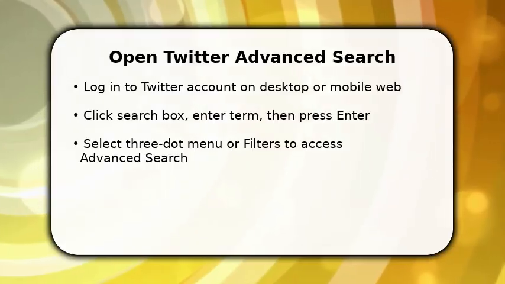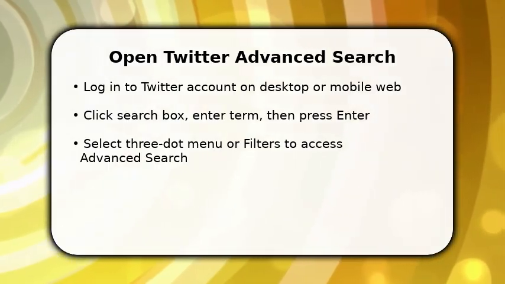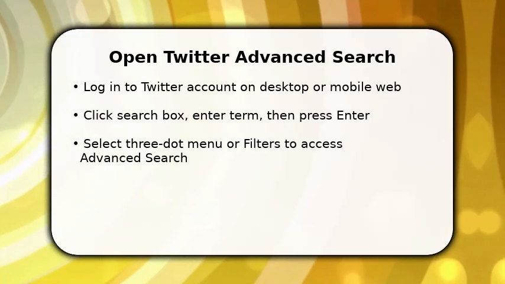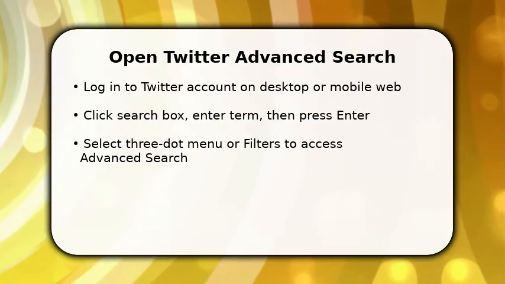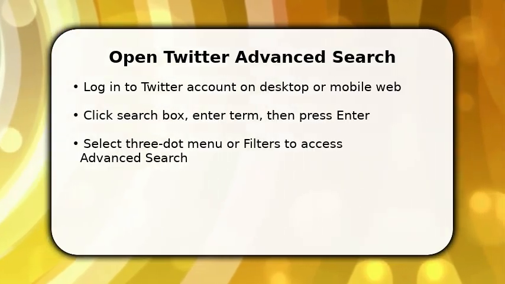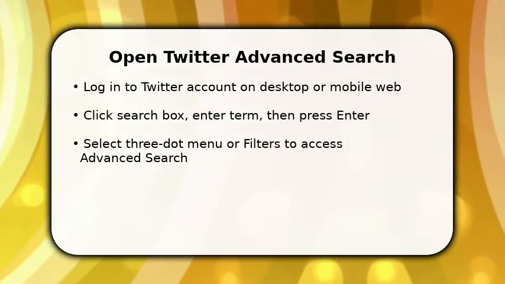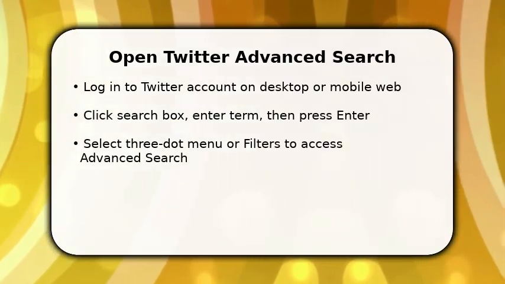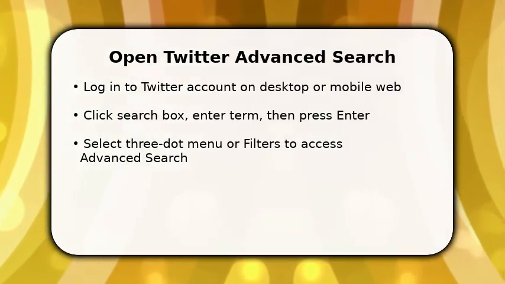You start by signing in and jumping straight to the search box. Don't linger on the home feed. Type the phrase or handle you need and press enter to load results. Once the results appear, look for the three-dot menu or the filters icon near the top right. That's the gateway. You're doing this because advanced search exposes precise fields, words, accounts, dates, so you can cut noise and find the exact tweets you need fast.